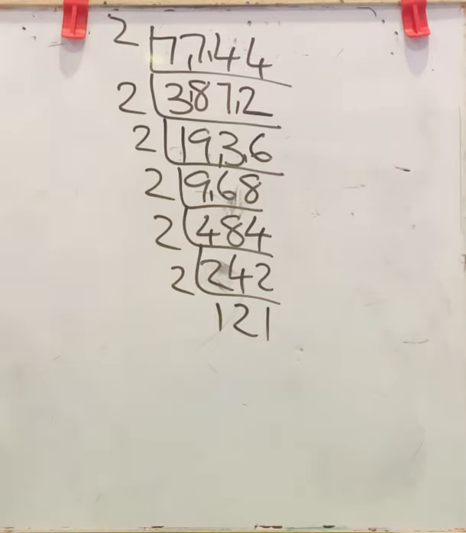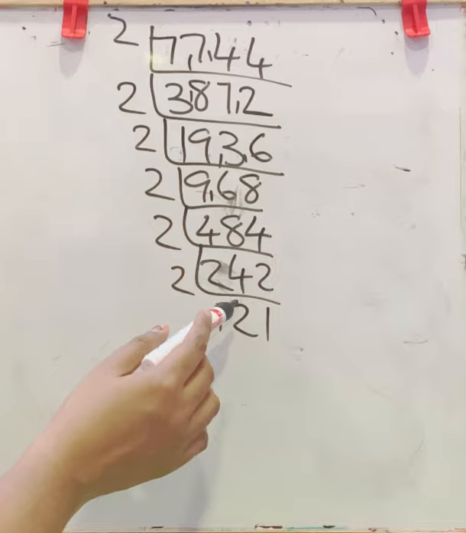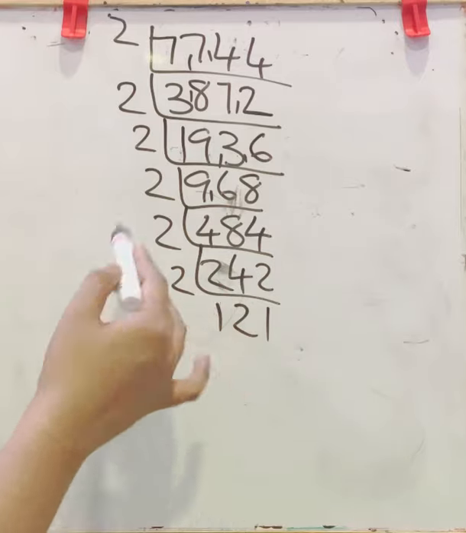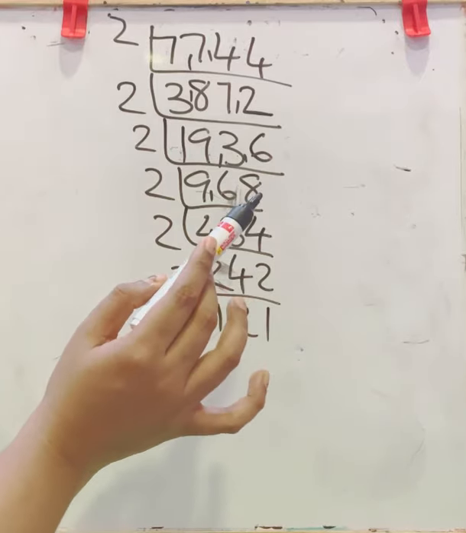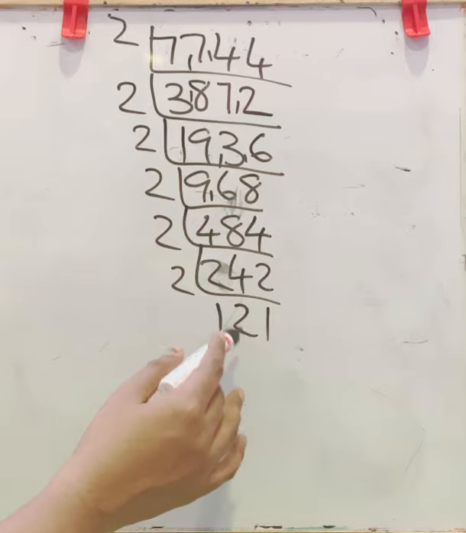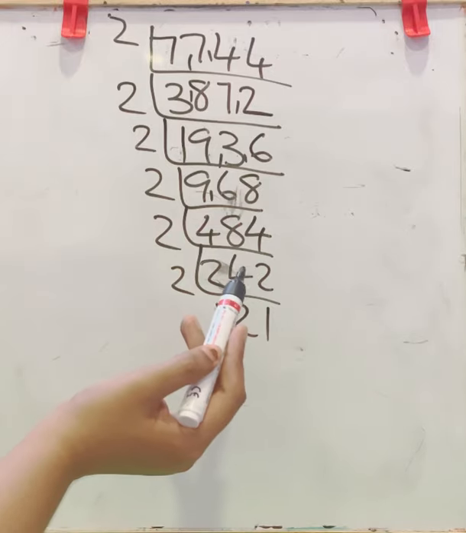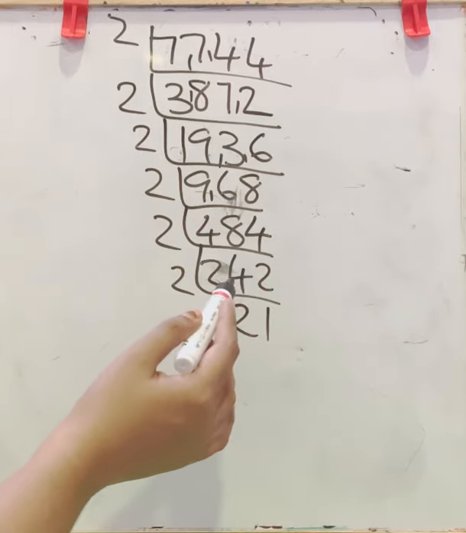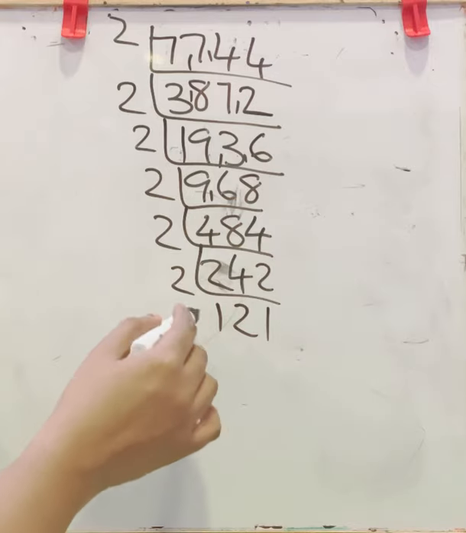Next number is 3. Check the divisibility. No, it is not divisible by 3. Next is 5. No, it is not divisible by 5. Next is 7. Check it with 7. It is not divisible by 7. Next is 11. Yes, it is divisible by 11.